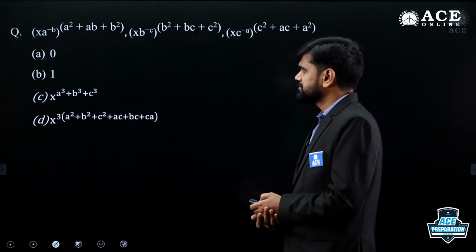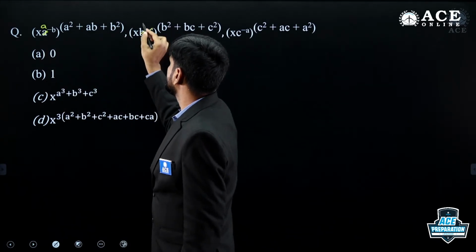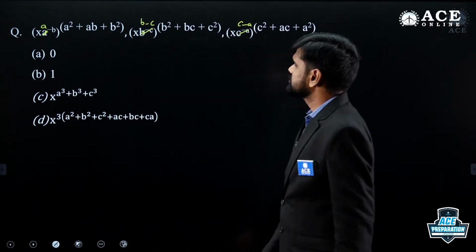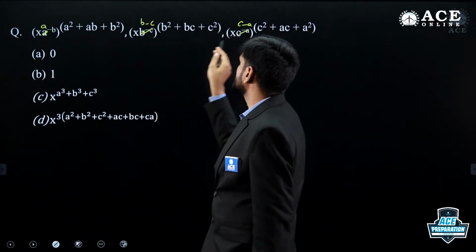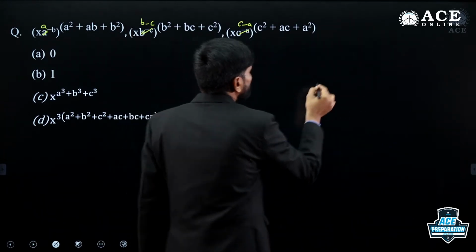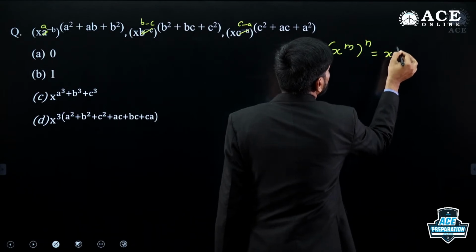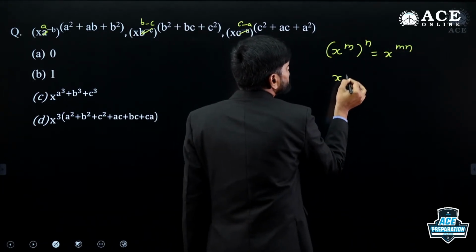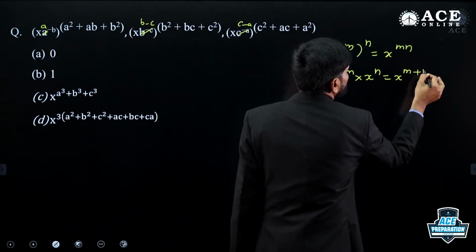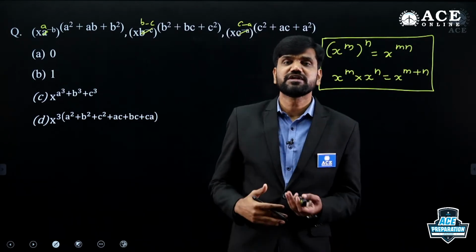Now, there is a small mistake here. It should be x to the power of a minus b, x to the power of b minus c, x to the power of c minus a into this. Now check out. We know that x to the power of m whole to the power of n is equal to x to the power of mn. And x to the power of m into x to the power of n is equal to x to the power of m plus n. These two things I will utilize to solve this problem. Those two basic formulae I need in order to handle this.